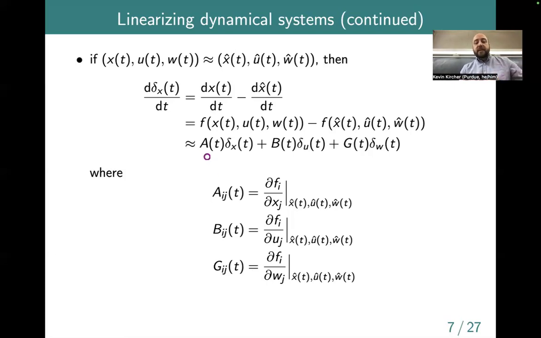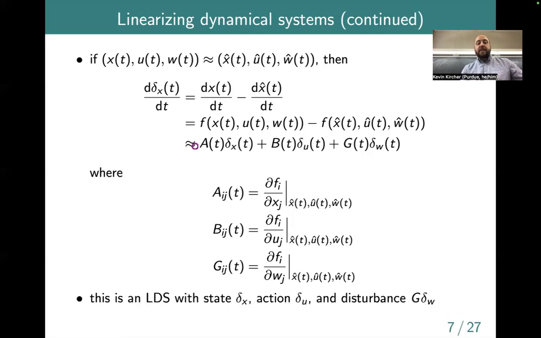Okay, so this thing here is now a linear dynamical system. We have a derivative, and the state here is the perturbation del x on the right-hand side. And then we have a linear matrix multiplied by that del x. And then we have input terms as well, related to the action and disturbance perturbations.